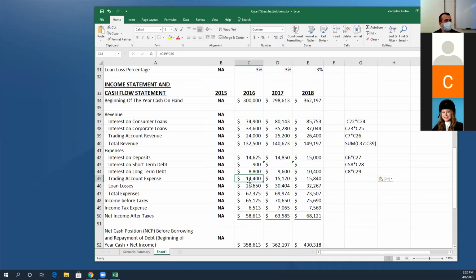Then trading account expense: how much you're paying to your brokers, people who work for you, who invest money on behalf of the bank. So it's like their salaries, their office expense, their administrative expense, whatever they spend money on.